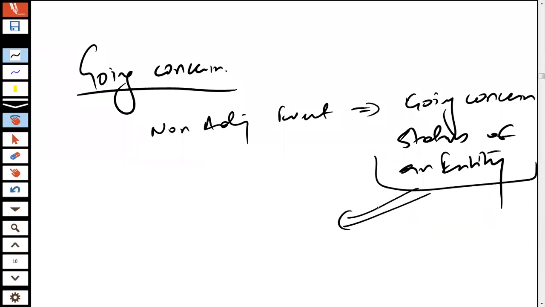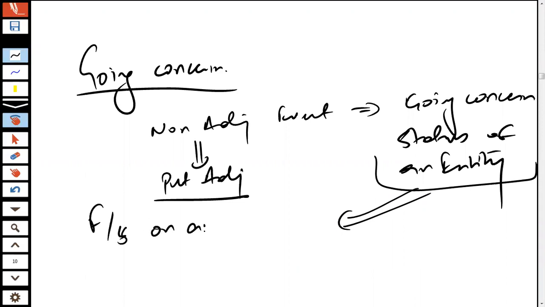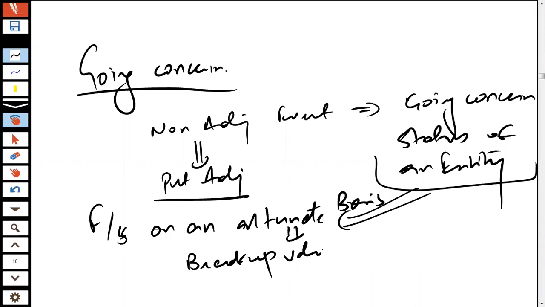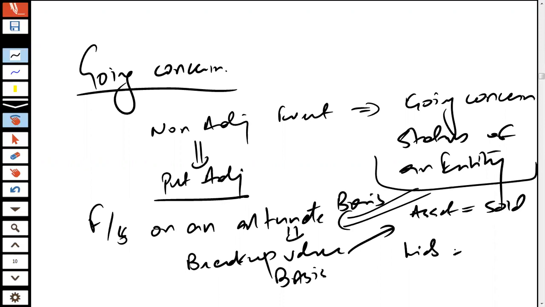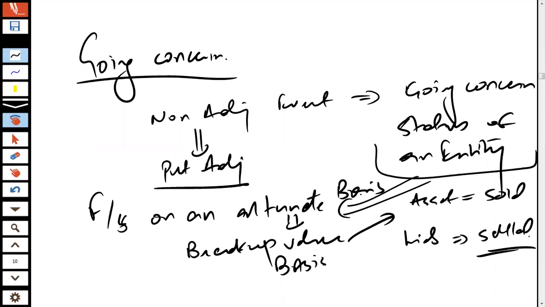If a non-adjusting event is going to have an impact upon the going concern status of the entity, then you need to put in an adjustment, which is that you would prepare the financial statements on an alternate basis. What do we mean by this alternate basis? It means a breakup value basis. In the breakup value basis, the assets are valued at the price at which they could be sold, and the liabilities are valued at the price at which they could be settled. That is what is considered an alternative basis.